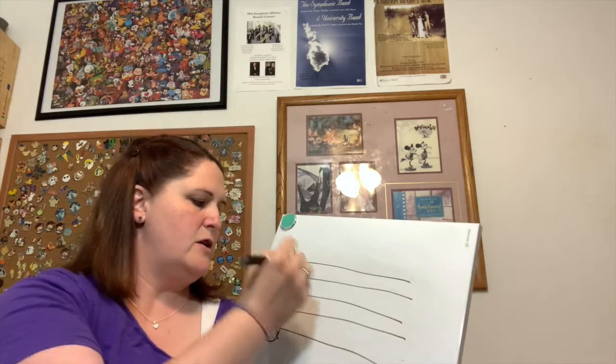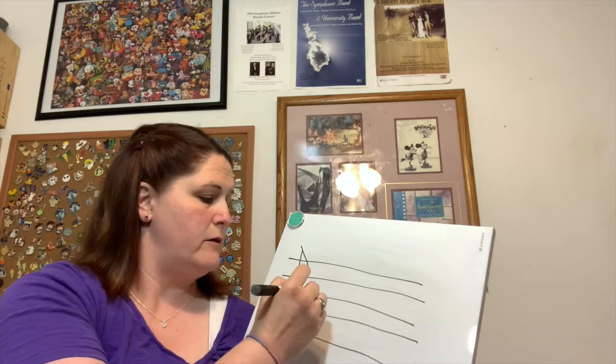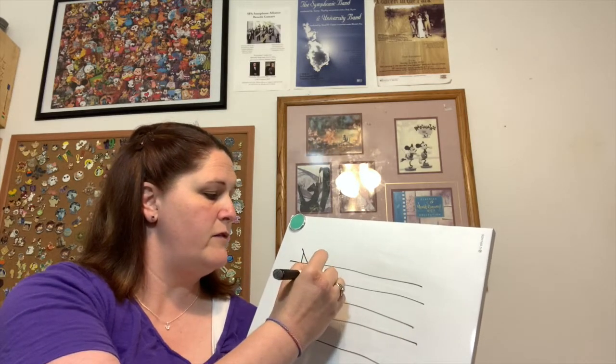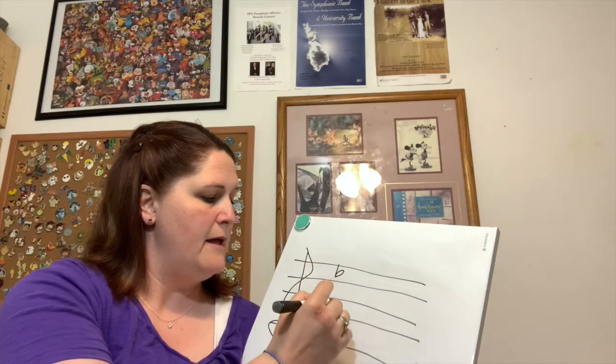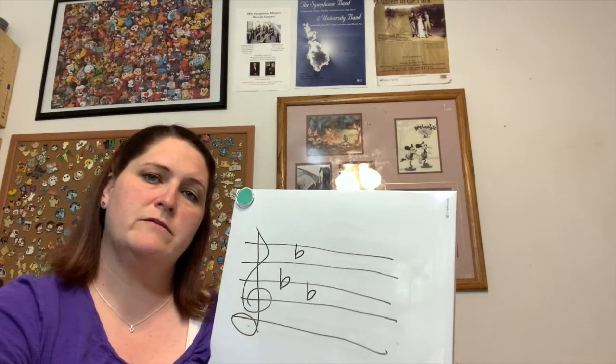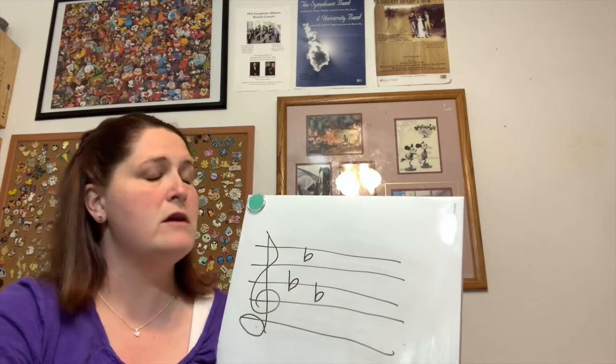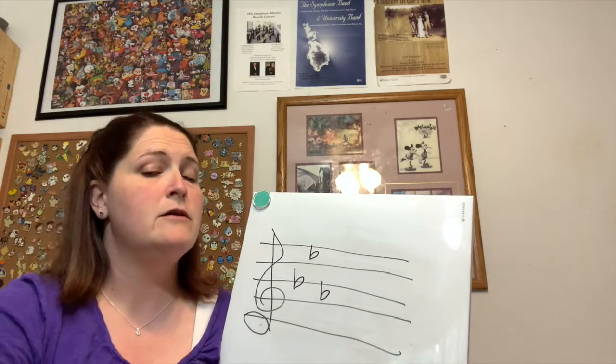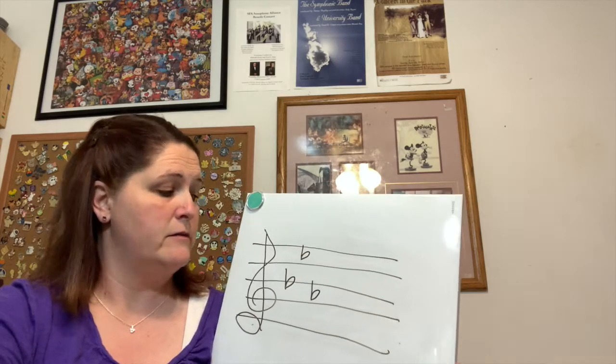D line. Okay, so let's do flats. I'm going to give you a few flats, and then I'm going to ask you what flats are in this key signature. I'll give you a couple seconds to think it through, thinking about your order of flats, your BEAD greatest common factor, okay?